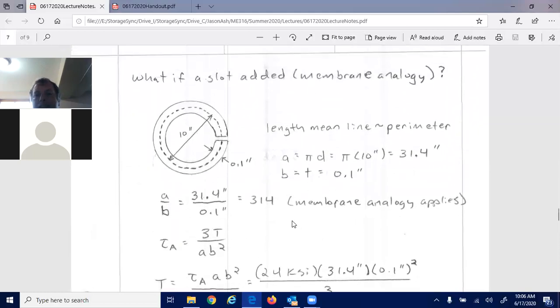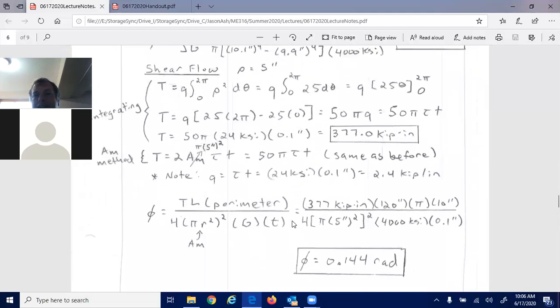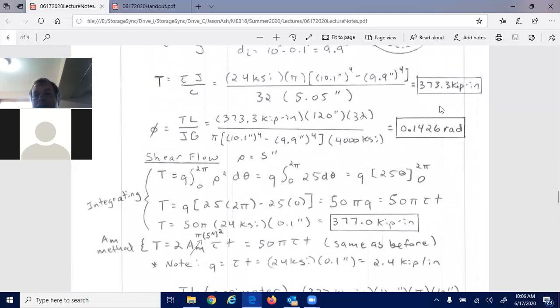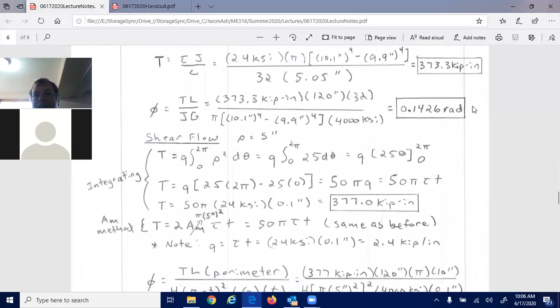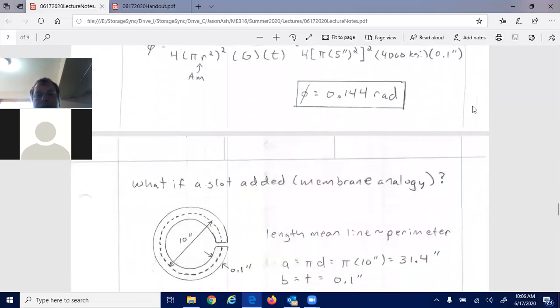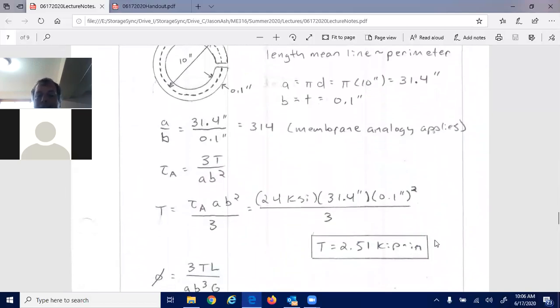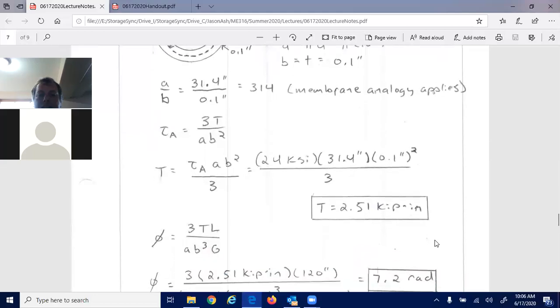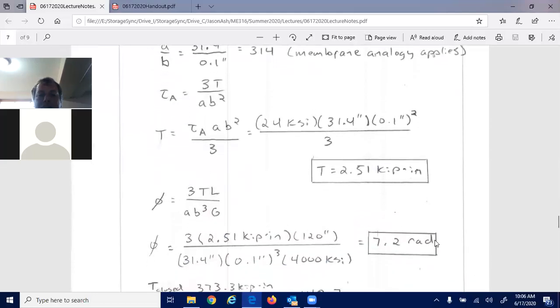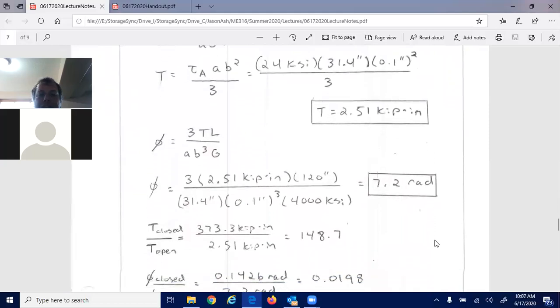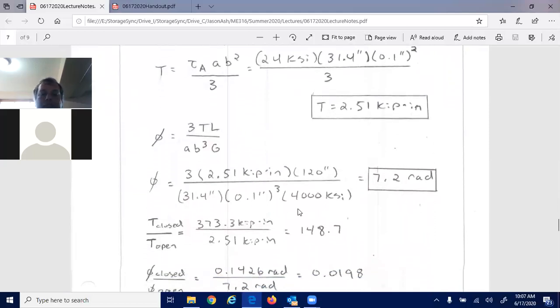And that's in comparison to the 373.3 kip inch that could be supported by a fully closed circular tube. So we see there's a hugely dramatic impact of just adding a slot along the length of the shaft. We see the same thing with the angle of twist, 3TL over AB cubed G. We plug in our values and run that through, and we find that the angle of twist is 7.2 radians, which is about 2 pi.